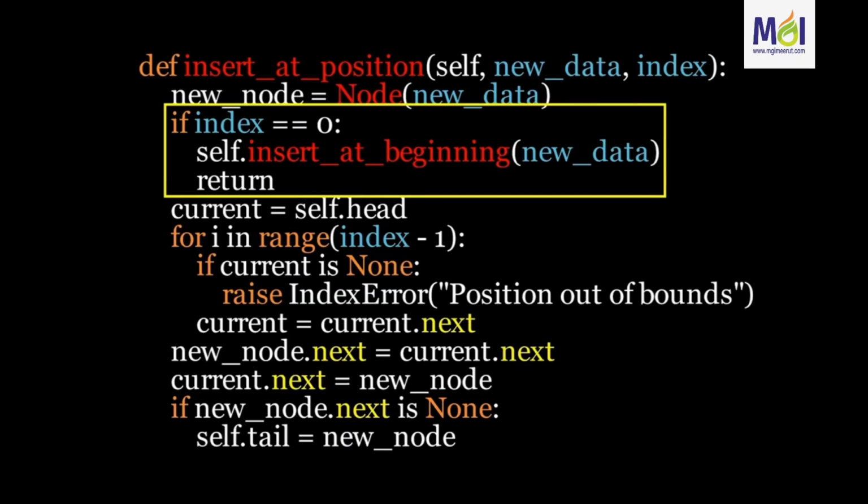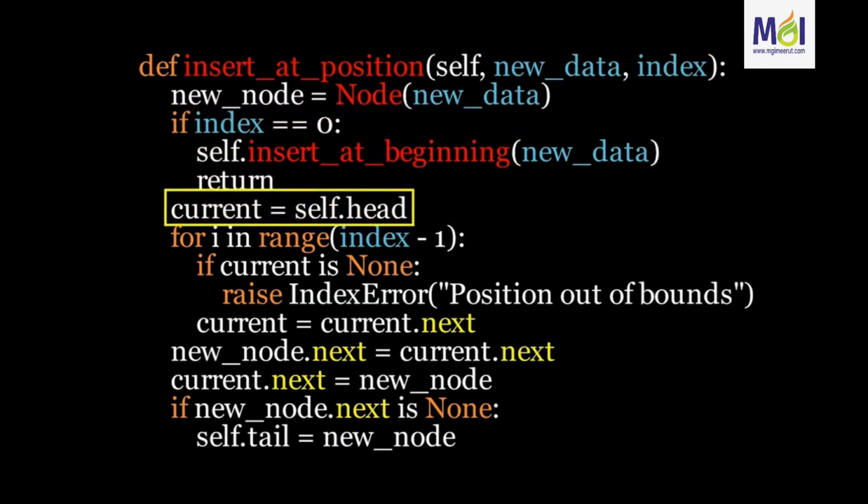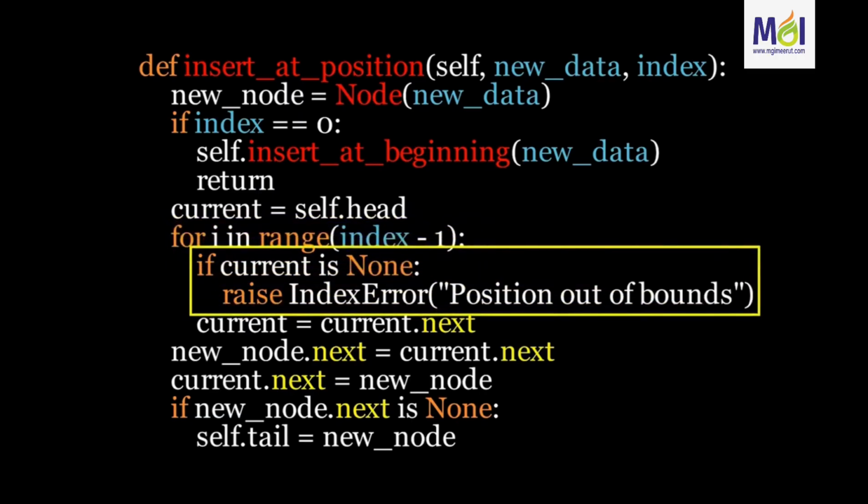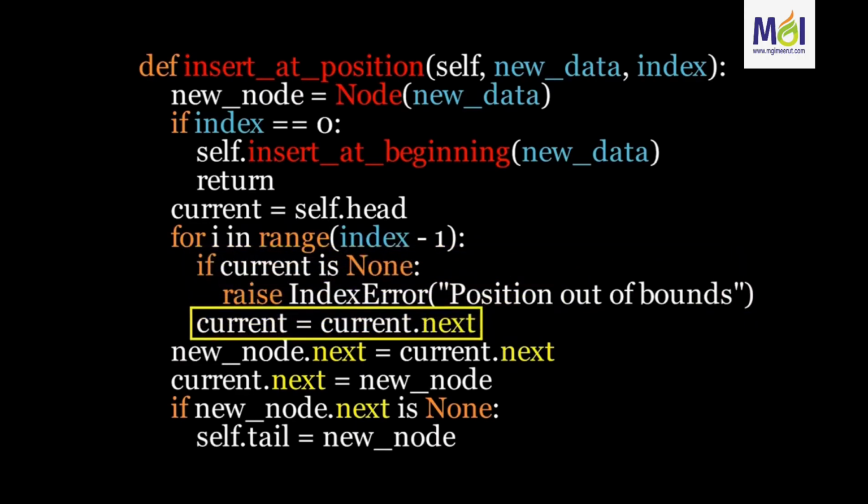If the index is not 0, we'll create a variable called current, initially set to the head node. A loop will run to traverse just before the index where the new element is to be inserted. If current becomes none while traversing, it will indicate an index out of bounds error because the desired position is beyond the end of the list. Otherwise, we update current to its next node.